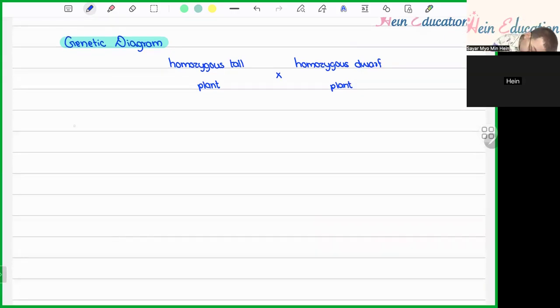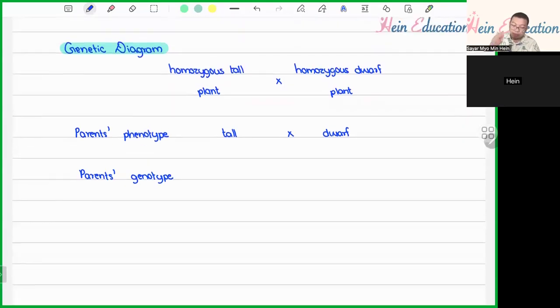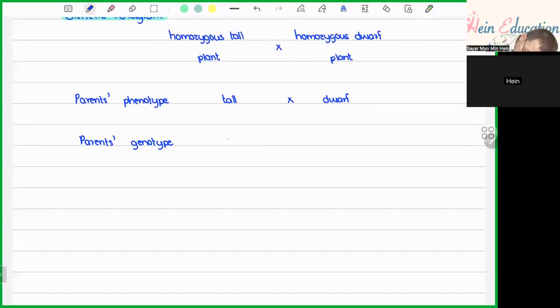So let's get started step by step. We have to start off with the parents' phenotype. The parents' phenotype would be tall and dwarf, right? After we know the parents' phenotype, we have to write the parents' genotype. We take the scenario where both are homozygous. So that would be capital T capital T crossing with small t small t, right? So we got homozygous dominant tall and homozygous recessive.